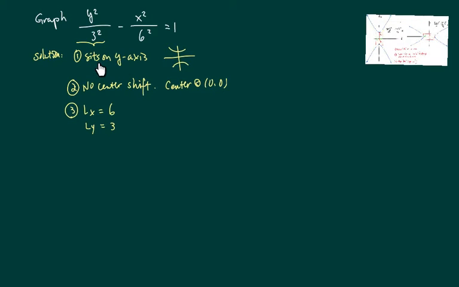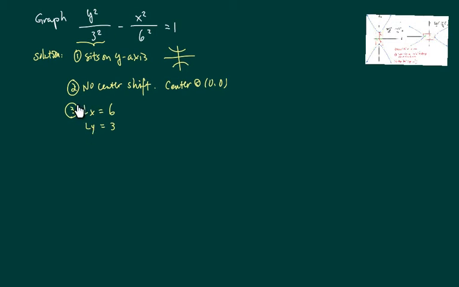Alright, so applying all the clues we have, it sits on the y-axis, so I always sketch a little curve on the side to remind myself the curve sits on the y-axis. There's no center shift, there's nothing tagging on the y or x, so the center is at 0, 0. Next, I'm going to read the size of the box. Length in the x direction is 6, and length in the y direction is 3. Now make sure this one is expressed in square term.